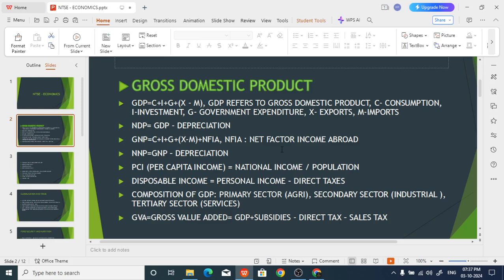Which is bigger, GDP or GNP? Which is bigger, GNP or GDP? Look closely at that. What is GDP? What is GNP? Which is bigger? Sabari?